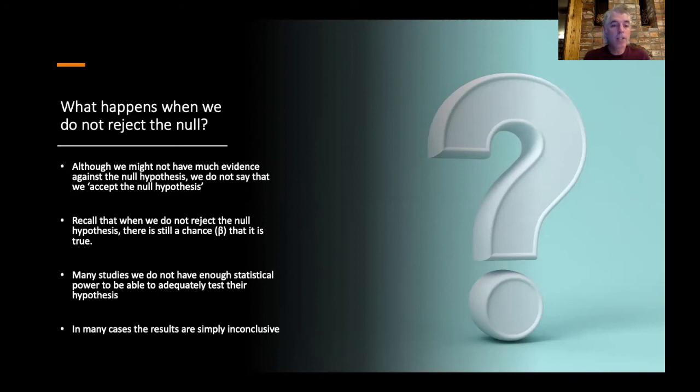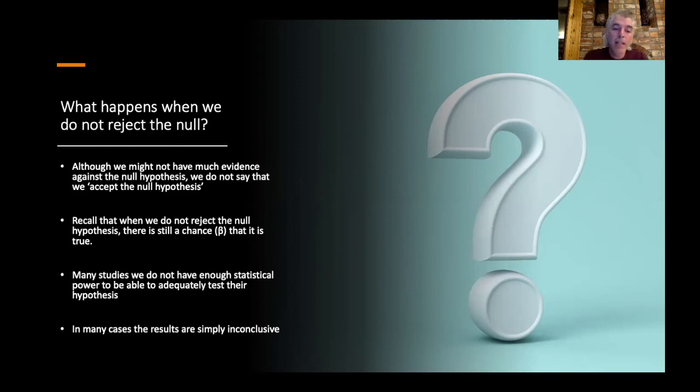In these situations, although we don't have much evidence against the null hypothesis, it's not appropriate to say that we accept the null hypothesis. That's why I've been using this somewhat clunky terminology of not rejecting rather than accepting. So even when we fail to reject the null hypothesis, there's still a chance that we're wrong and that null hypothesis is actually false. And so we choose not to use the words accept the null. Instead, we use the words that we fail to reject it, or perhaps that we retain the null.